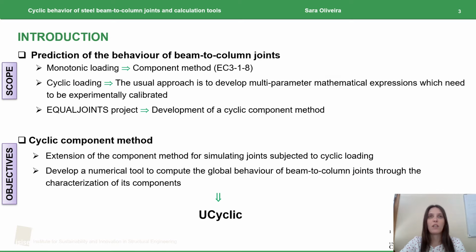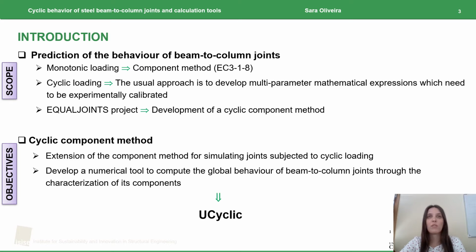Unlike static monotonic loading, it is not yet possible to predict the moment rotation response of steel joints under cyclic loading using the component method. Therefore, the usual approach is to develop multi-parameter mathematical expressions that are able to reproduce the range of hysteretic behaviors. However, such approach relies purely on statistical calibration without a mechanical background.